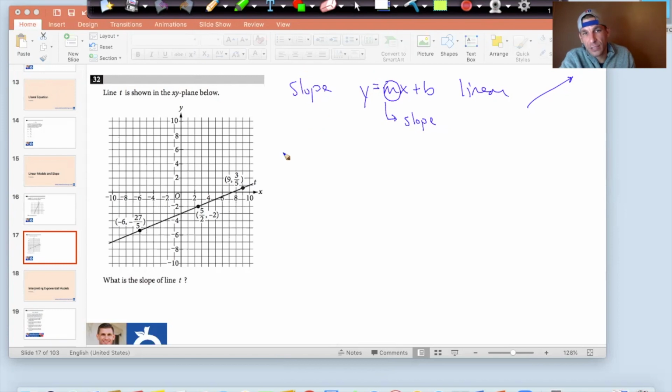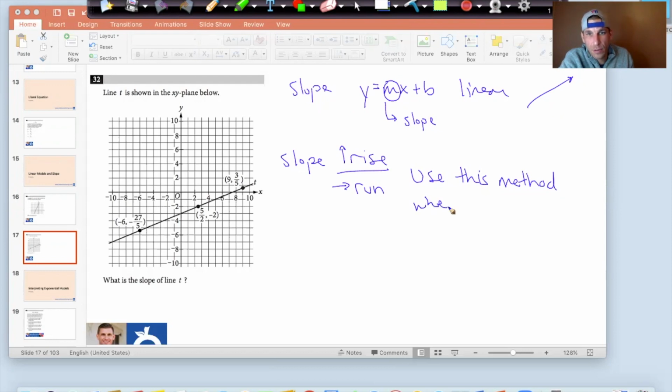You can also calculate your slope using what is called your rise over your run, which personally I probably do the most because you use this when they give you a graph, okay? So use this method when given a graph, like a graph or a table of some sort, and you see a straight line. For all of these, you're going to see a straight line.